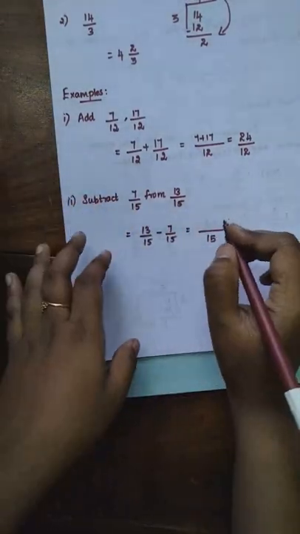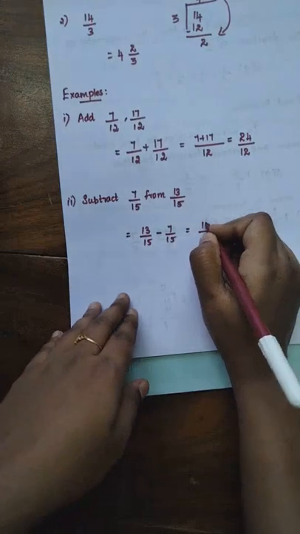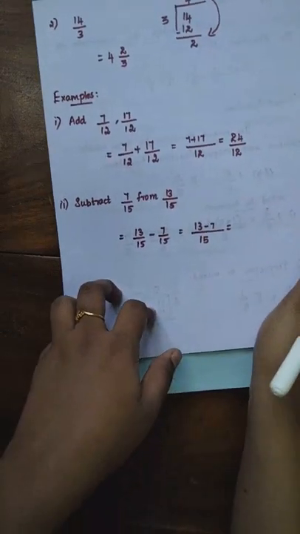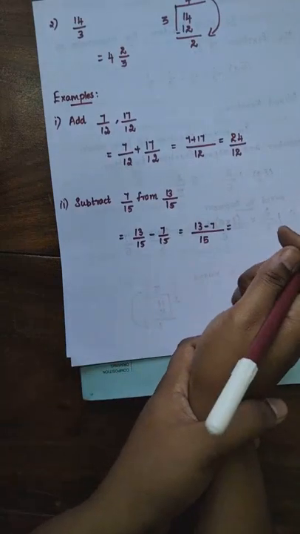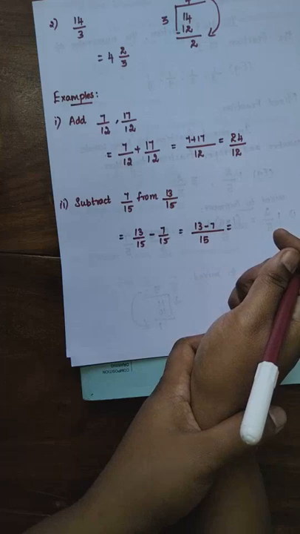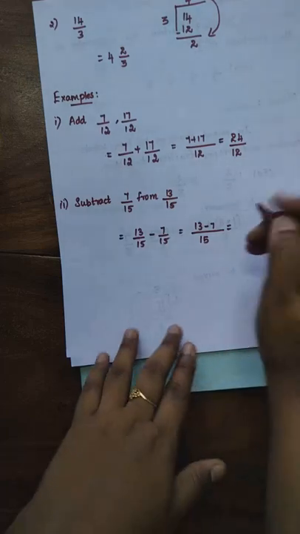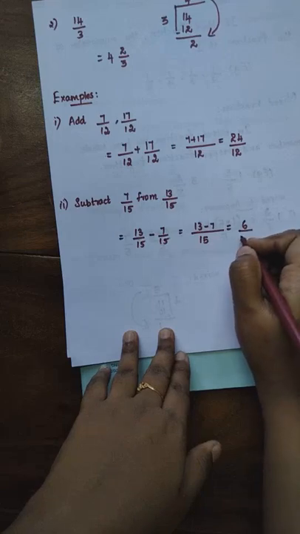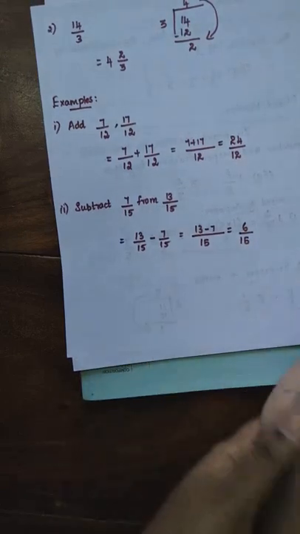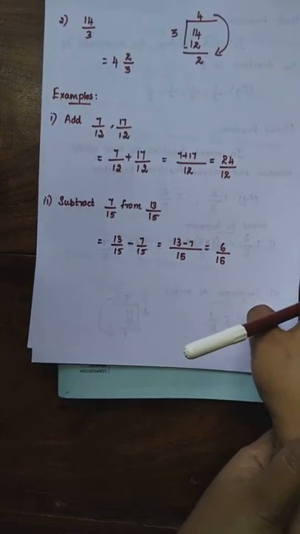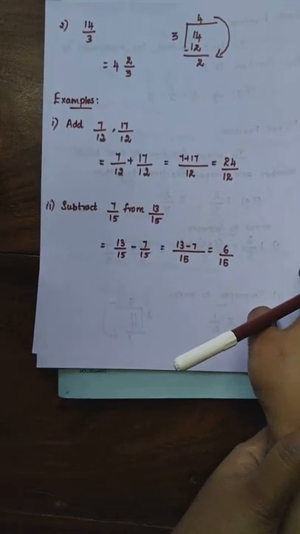Now we need to subtract only the numerators, that is 13 minus 7. What is 13 minus 7? 13 minus 7 is 6. So our answer is 6 by 15. This is your answer, 6 by 15. Do you all understand?